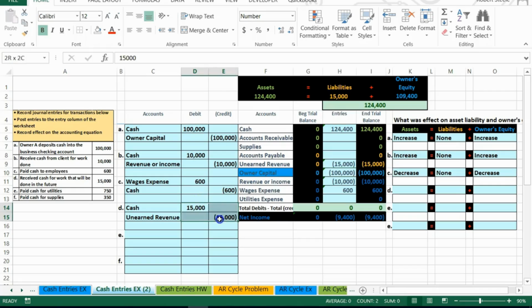Once again, if we delete this, we'll see what happens to assets. Goes to here, we're at 109.4. If we repost by undoing, it goes up to 124.4. That makes sense because we got cash. Cash is an asset, therefore we increased.